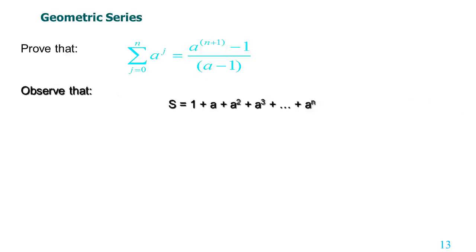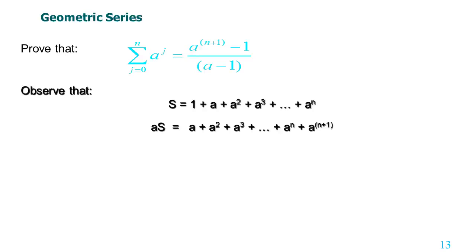Next is the geometric series. Prove that the summation of all the terms of a geometric progression, a to the power j from j equal to 0 to n, is equal to a to the power n plus 1 minus 1 divided by a minus 1. Here s is equal to 1, that is the first term, then a, a square, a cube, dot dot dot, plus a to the power n. This is a geometric series.